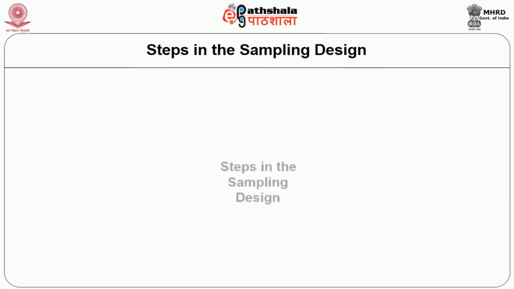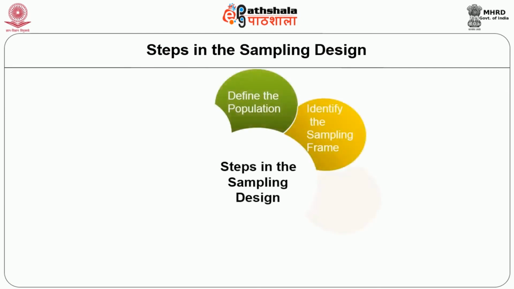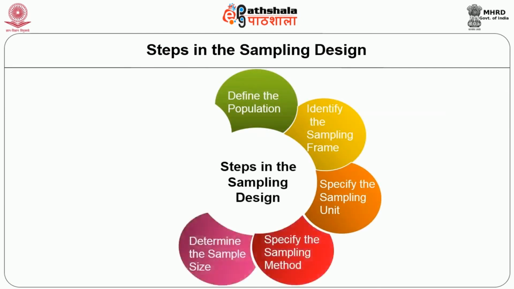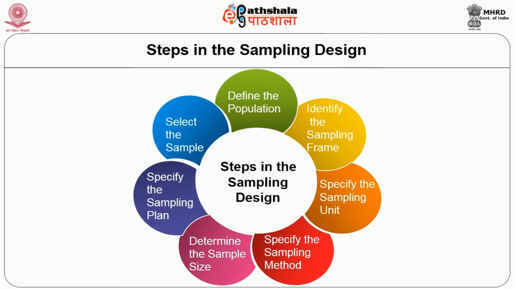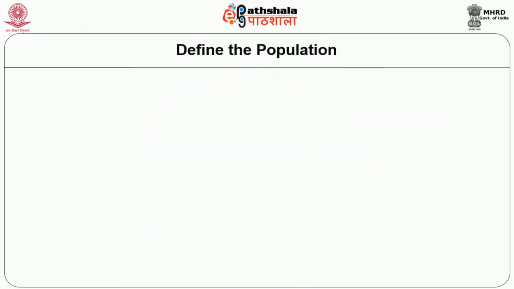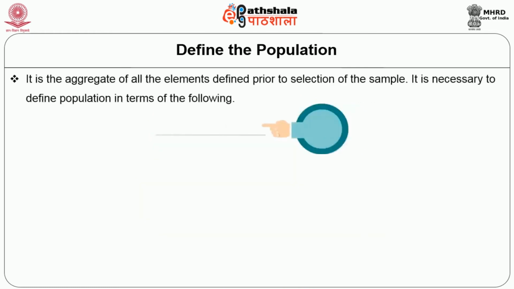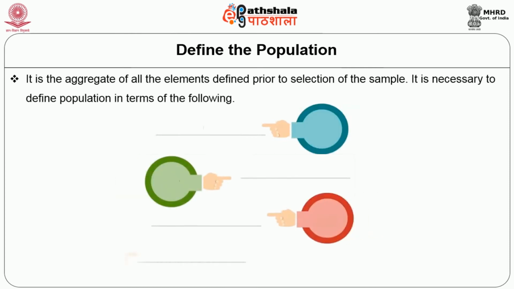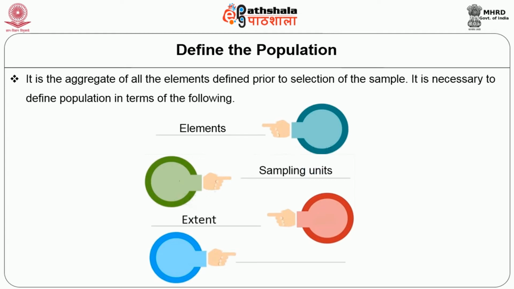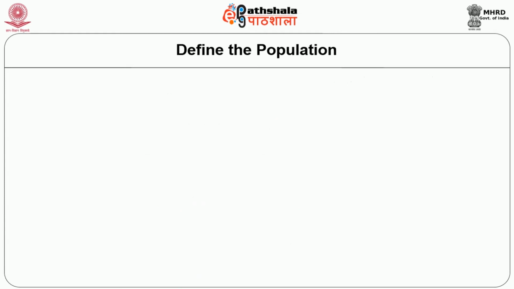Steps in sampling design. There are 7 steps involved in this process. The first step is to define the population. It is the aggregate of all the elements defined prior to selection of the sample. It is necessary to define the population in terms of the following: the elements, the sampling units, the extent, and the time.